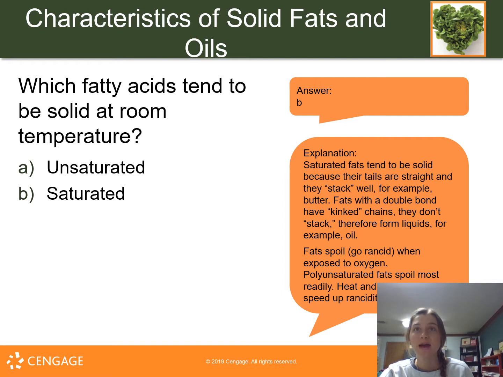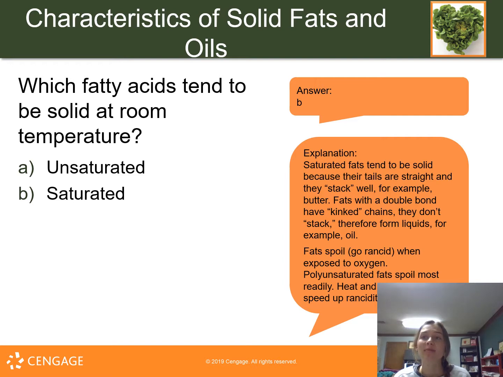And so moving on with characteristics of solid fats and oils, which fatty acid tends to be solid at room temperature? That's going to be those saturated fats. Remember that saturated fats normally are solid because their tails are straight, and so they stack well. They're very tight and condensed then. An example of saturated fat is butter. That's solid at room temperature.